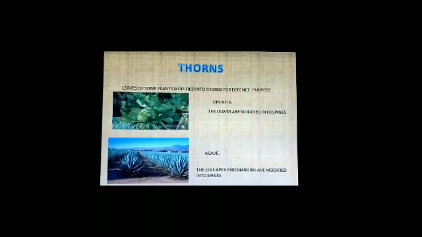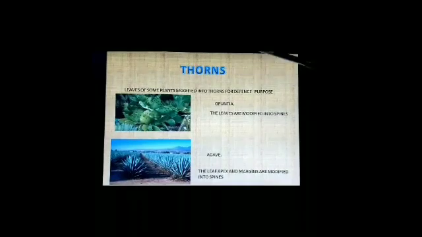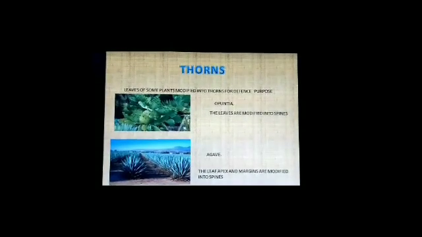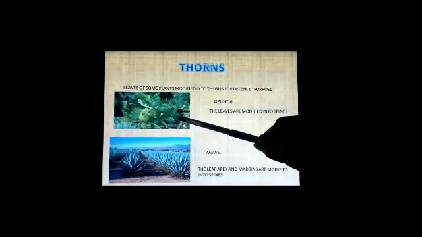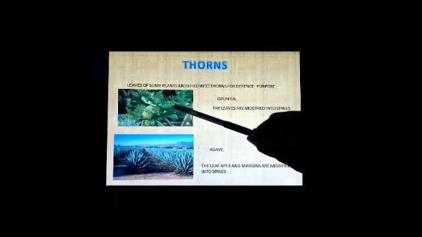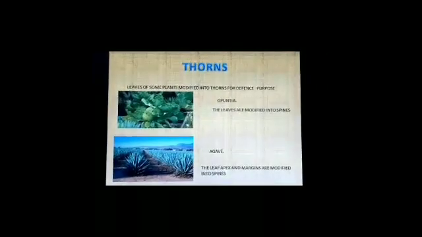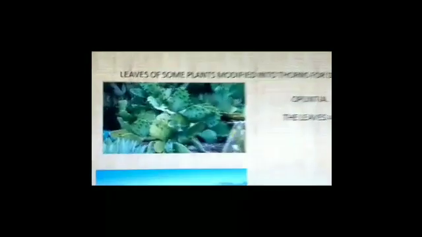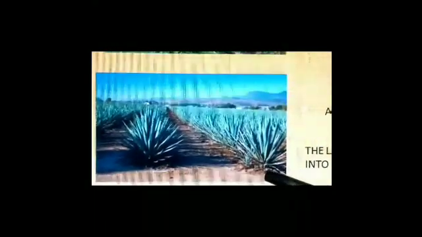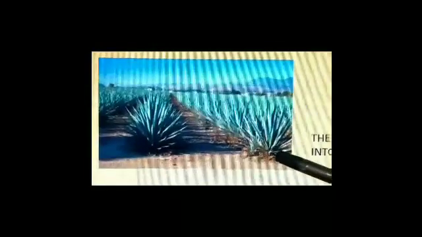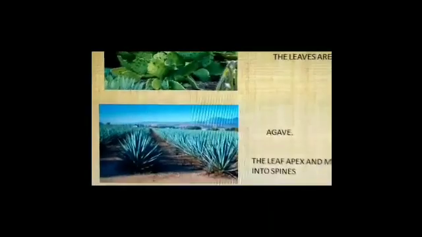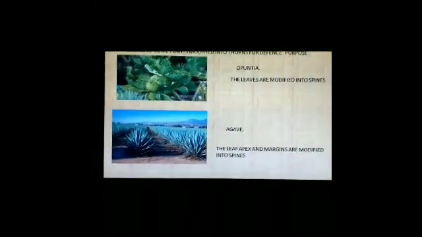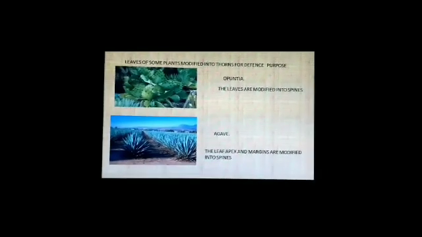Next adaptation is thorns. Leaves of some plants are modified into thorns for defense purposes. For example, opuntia. The leaves are modified into spines. Agave. The leaf apex and margins are modified into spines. This is one of the adaptations to survive in that particular desert area.